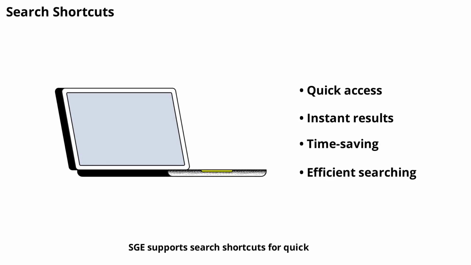SGE supports search shortcuts for quick access to specific types of information. For example, typing weather in Paris or define innovation instantly brings up relevant results. Learning these shortcuts can save you time and make your searches more efficient.